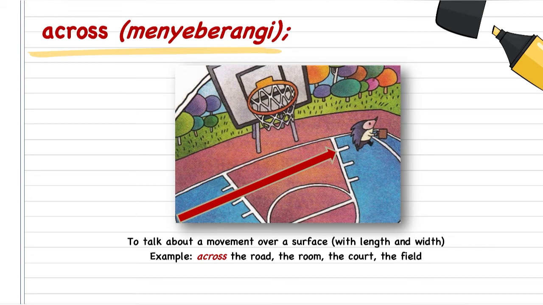Okay, something with length. Now for the second one, across, as in menyeberangi in bahasa, we use it to talk about a movement over a surface, something with length and width. For example, across the road, across the room, across the court, across the field. Okay, when we want to go over something, we use across.